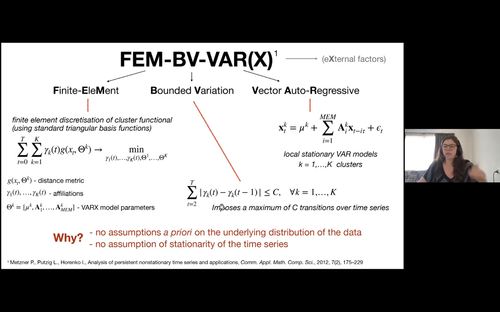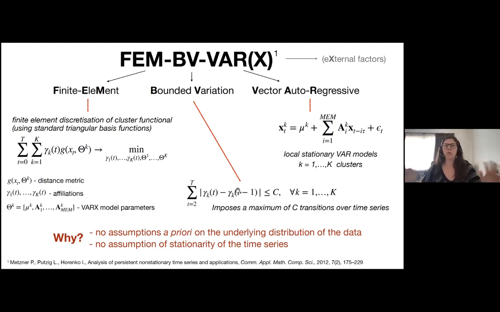Yep. But yes, the bounded variation is exactly the persistence that I was just talking about. So this idea that you can impose a maximum number of transitions over the entire time series, which in essence imposes an average persistence, right? So the lower the number of transitions, the smaller that C, the longer your system is going to want to be sitting in one of the cluster states rather than switching back and forth quite frequently.